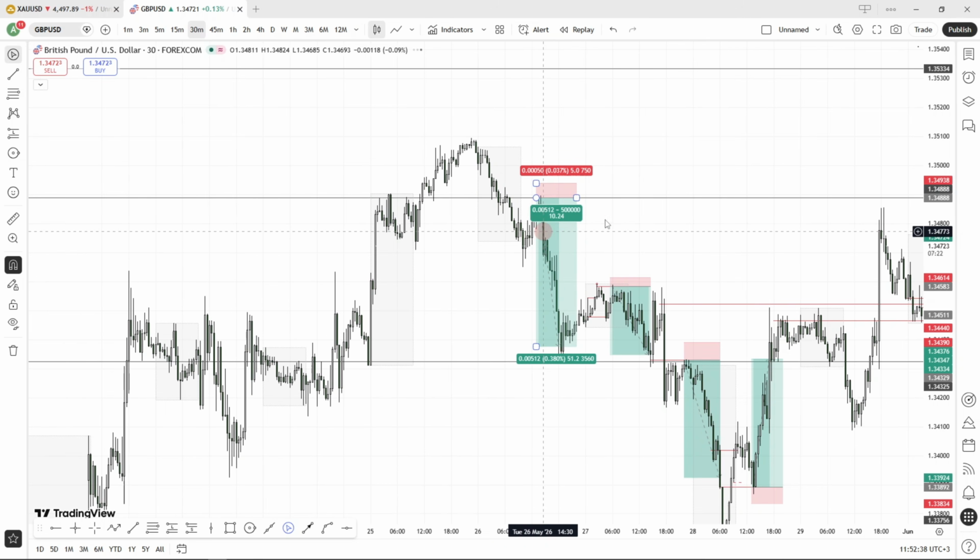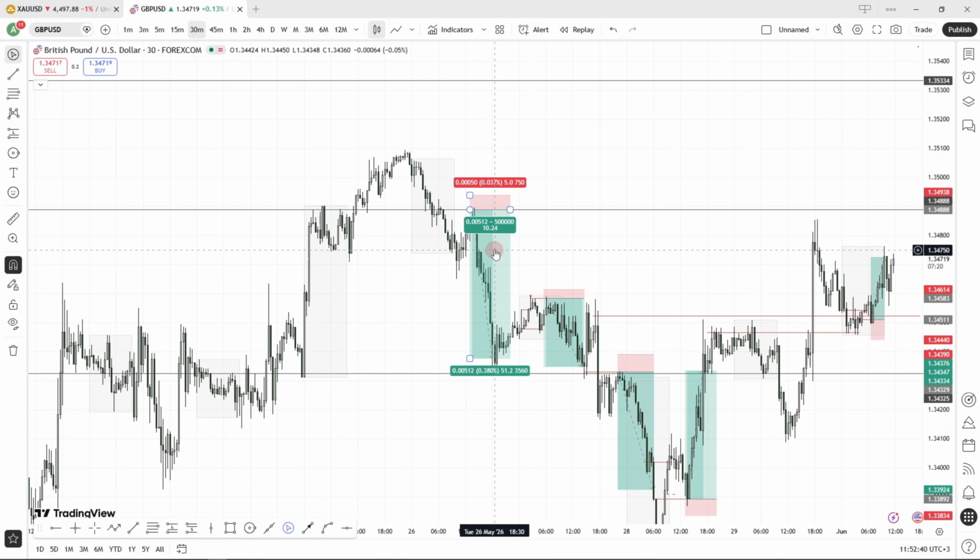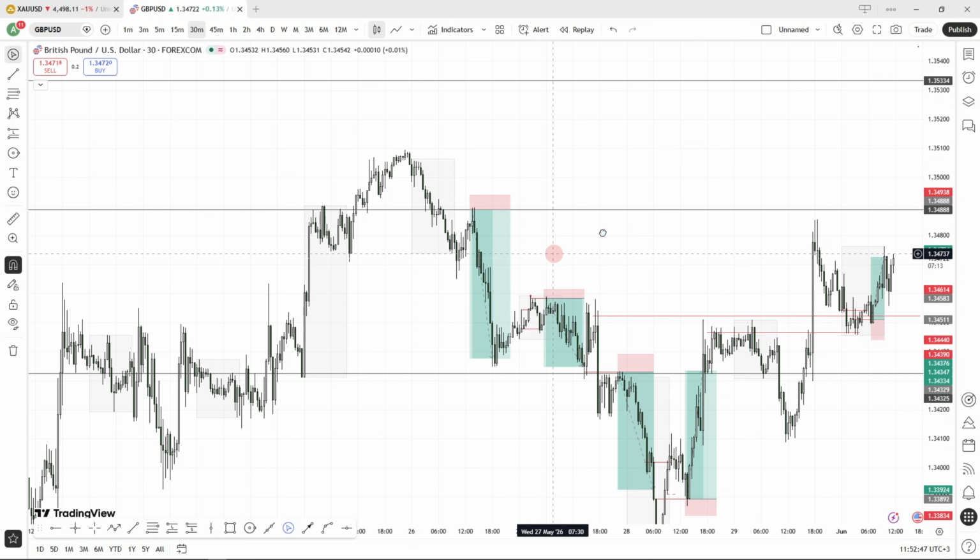Right here, this trade, which was 1:10. This was last week on Tuesday, if I'm not wrong. Yeah, this was last week on Tuesday. So how did we analyze this trade?